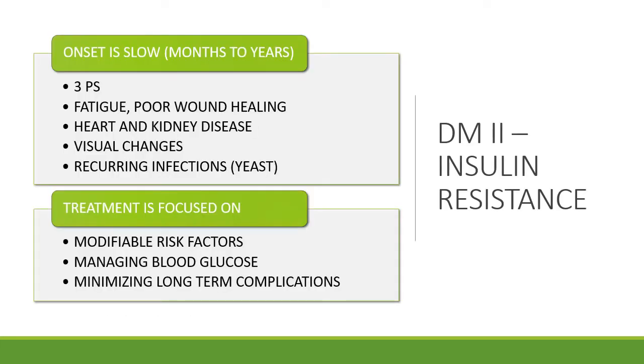The onset of type 2 diabetes is slow, months to years. And when it does manifest itself, typically the person has the 3 Ps, so polydipsia, polyuria, polyphagia, as well as fatigue and poor wound healing. They've often developed heart and kidney disease, visual changes, and recurring yeast infections of skin folds and the genitalia, any place that's warm and damp and dark. Treatment is focused on modifying those modifiable risk factors, managing blood glucose, and minimizing long-term complications.